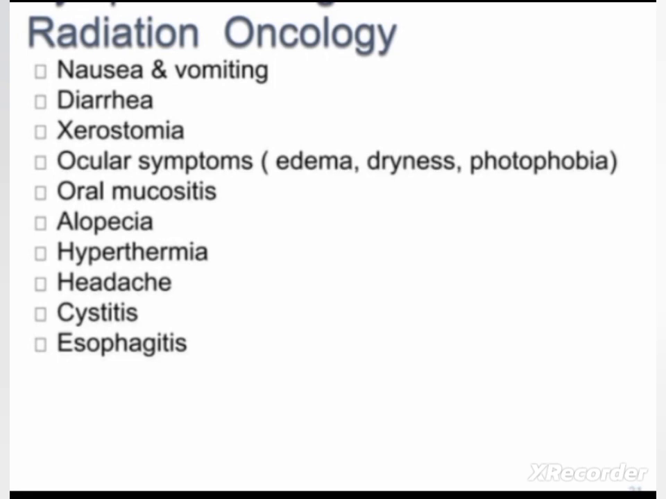The main side effects that can be seen in radiation therapy are nausea, vomiting, diarrhea, xerostomia, ocular symptoms, edema, dryness, photophobia, oral mucositis, alopecia, hypothermia, headache, cystitis, esophagitis. The side effects we can see in the next class. So these all are the common side effects that can be seen in radiation therapy.